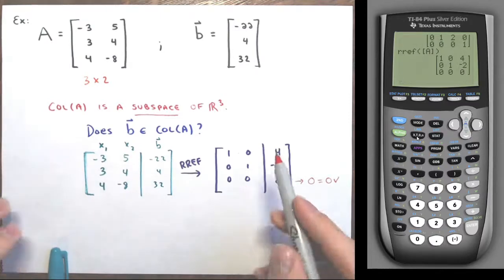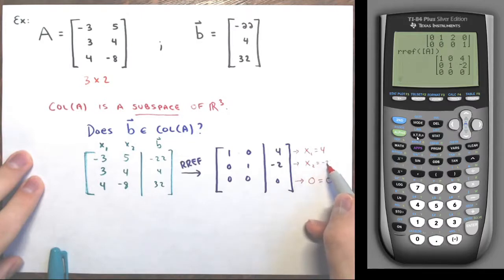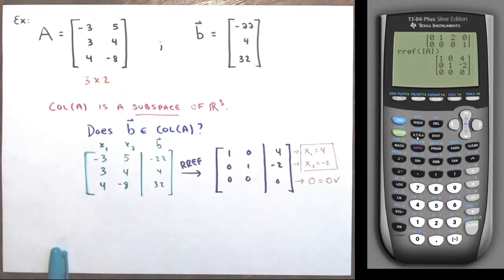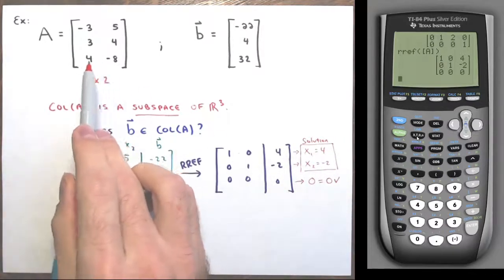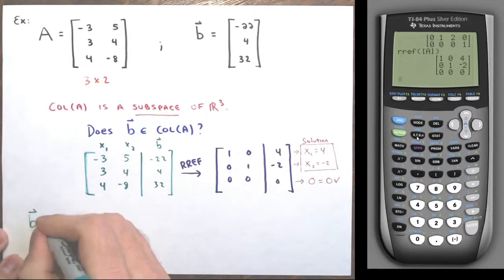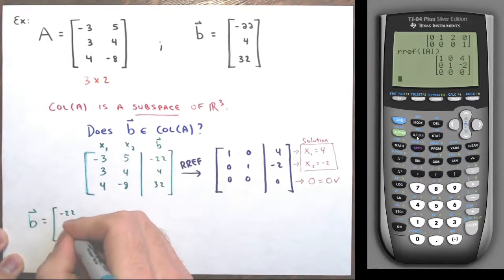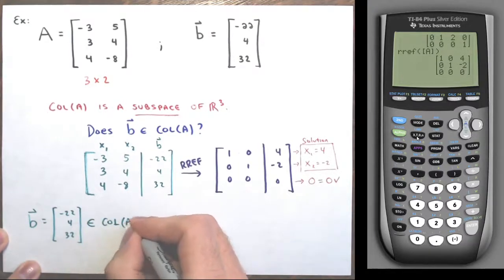All right. And then this first line is simply saying x1 must be equal to 4. Second line is saying x2 must be equal to negative 2. There is a solution, but there's not infinitely many like in a couple of my examples prior to this. There's only one solution, but there still is a solution. So there is a linear combination of these two column vectors that would make vector b. All right, so b, this (negative 22, 4, 32), does belong to the column space of matrix A.